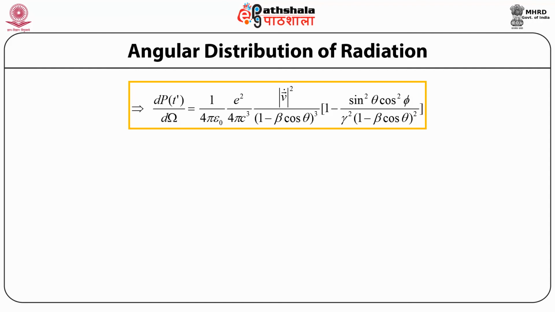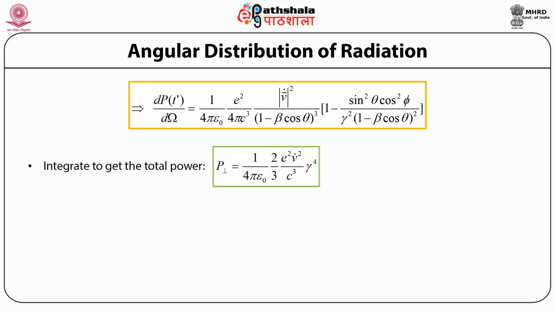Thus, we observe that the total power radiated can be obtained by integrating the above equation over d omega, and P equals 1 divided by 4 pi epsilon naught into 2 by 3 e square v dot square divided by c cube into gamma raised to power 4. So, in this case, there is radiation in the forward direction, that is theta equals 0.